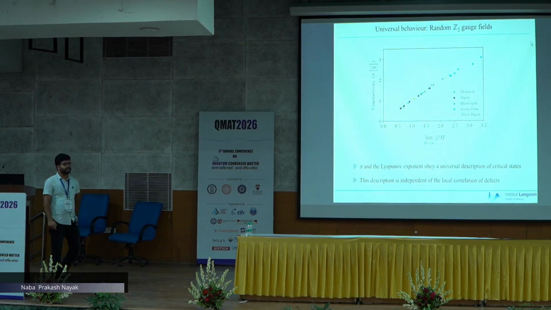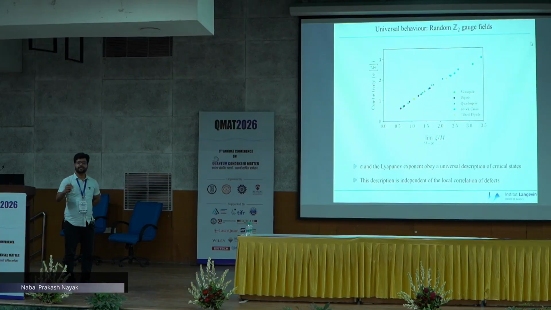But to our most surprise, we found that there is a universal relationship that holds between all these kinds of defects with their local correlations. If you plot the conductivity of the system versus the limiting value of the localization length, all of these defects with their different kinds of local correlations fall on this universal line that they obey.